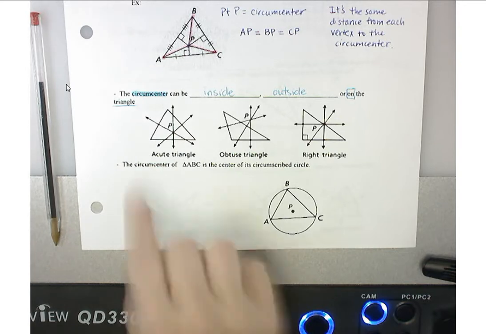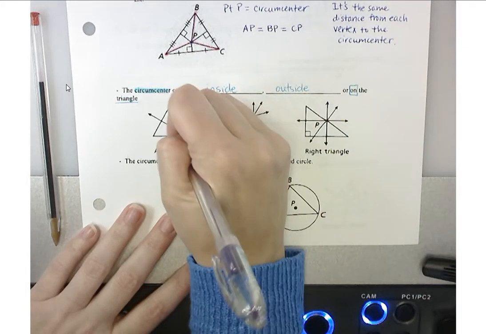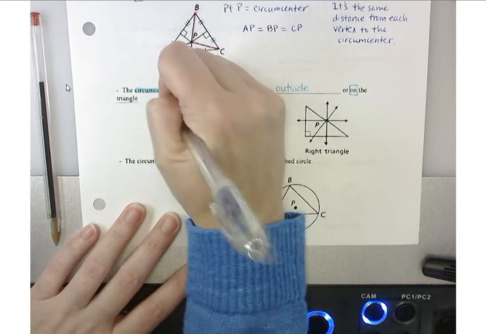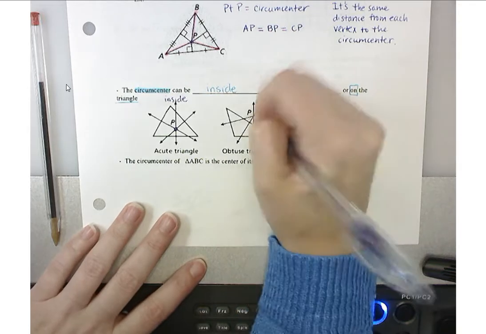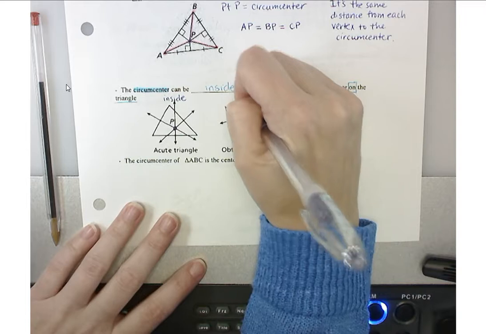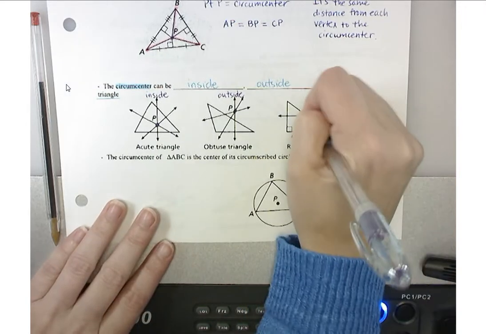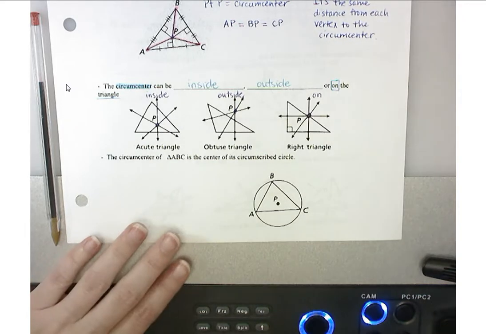Now, if we look at the different cases, bless you, you can see it is extremely similar because just like we investigated yesterday, if it was an acute triangle, it was inside. The same thing happens with the circumcenter. If it was obtuse, the circumcenter is outside. And if it is a right triangle, then it is on the triangle.